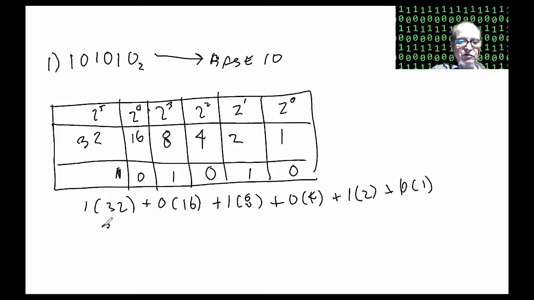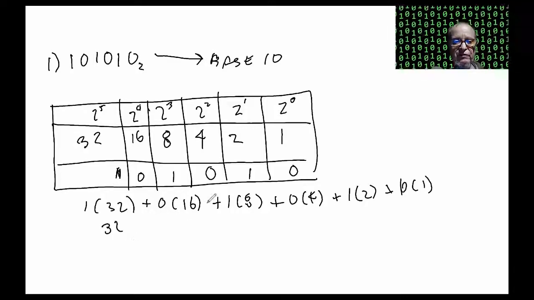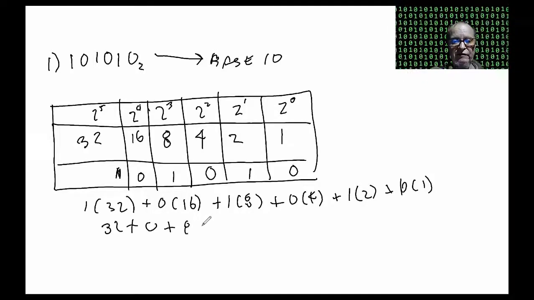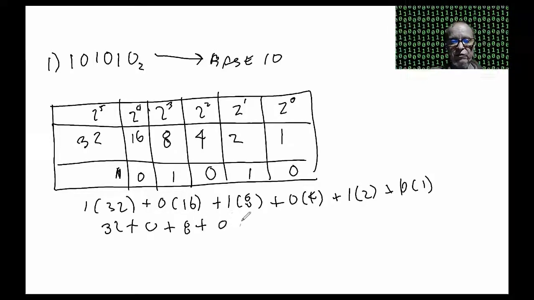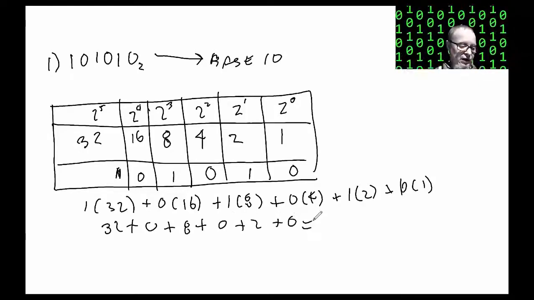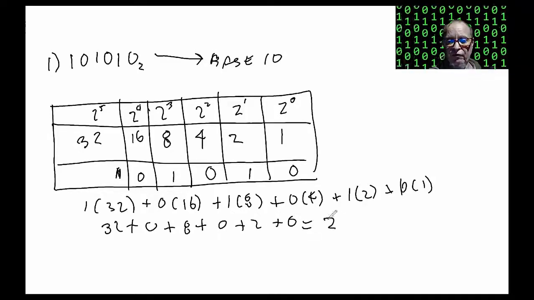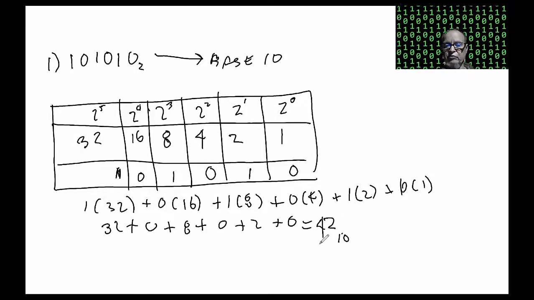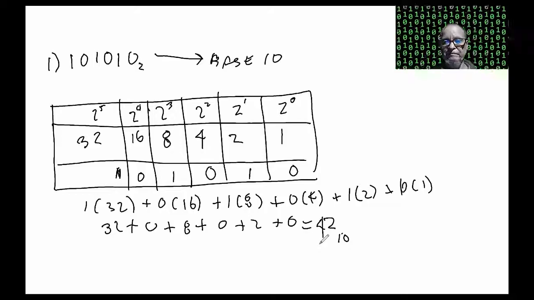And so that's 32, plus 0, plus 8, plus 0, plus 2, plus 0. And we add it all up and we get 42 in our base, which is base 10.